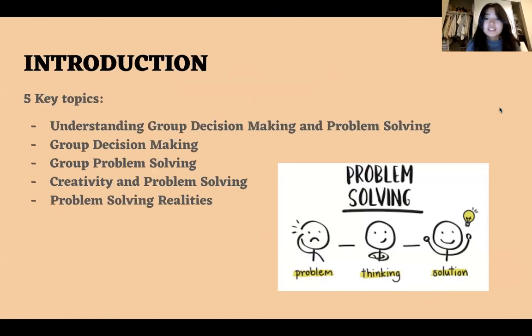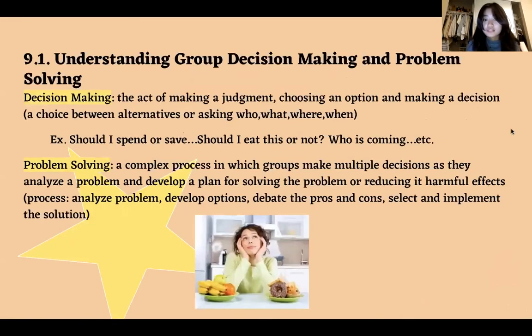So basically, in this chapter, we will be discussing 5 key topics, which are understanding group decision making and problem solving, group decision making, group problem solving, creativity, and problem solving realities. So the first section we were talking about is 9.1, which is understanding group decision making and problem solving.